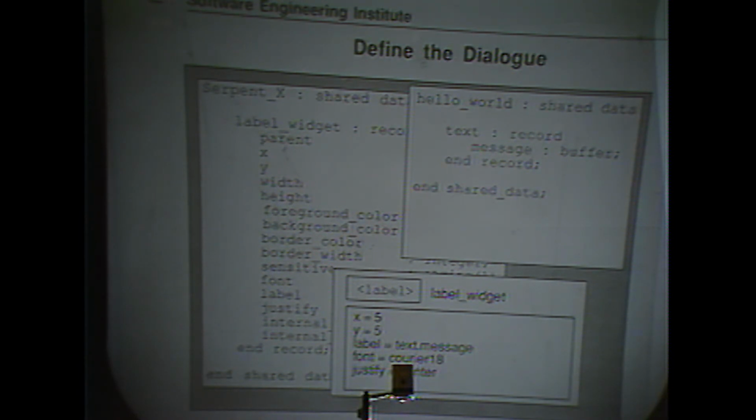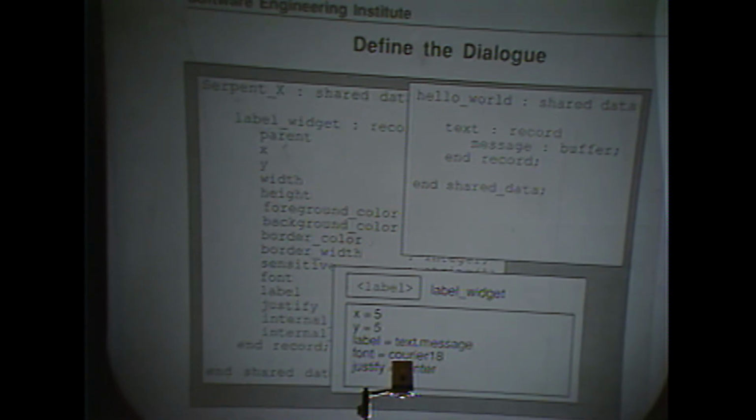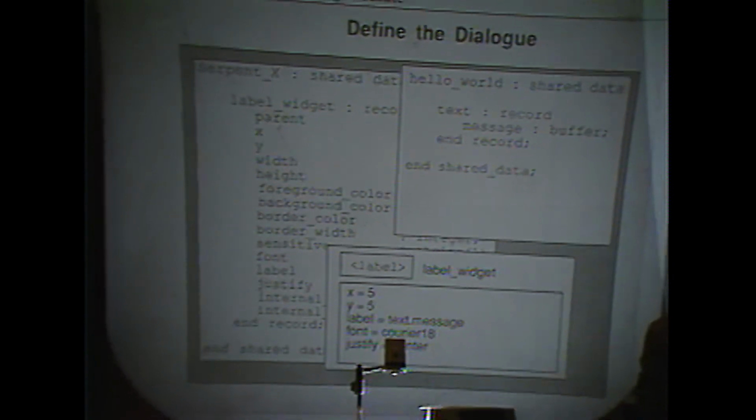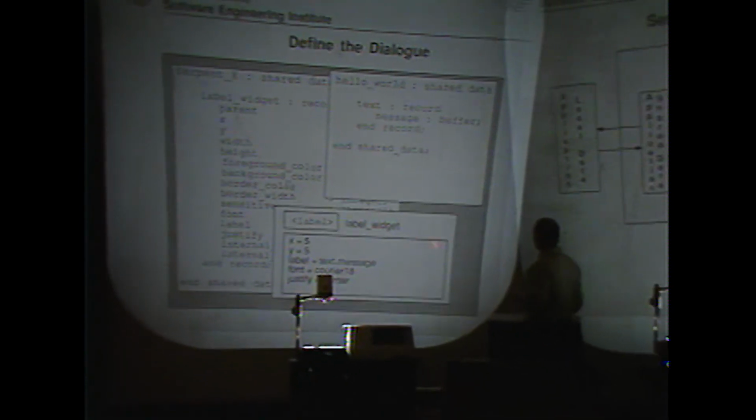So either your dialog writer, like here, is going to set the X and Y value, say, of where this widget would go, and all these other sorts of things, or Serpent X has to have reasonable values sitting down inside of it. We want to be real minimalist in the amount of data we pass back and forth across these interfaces because we're going to be doing inter-process communication, and we don't want to send lots of data, so we've reduced the amount of data you send across.